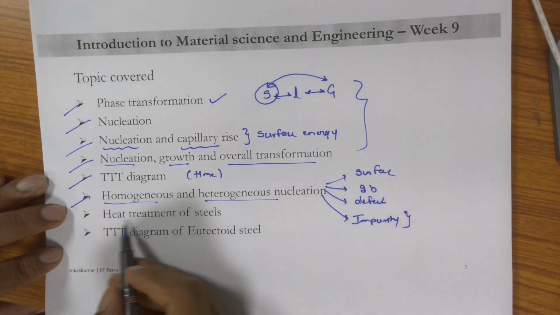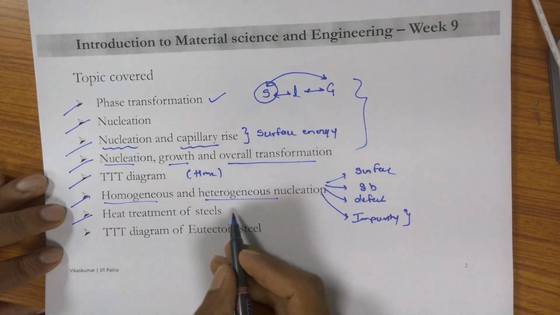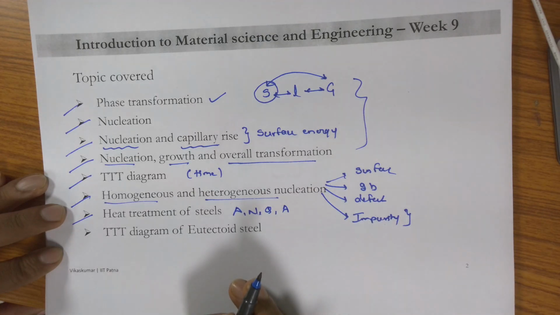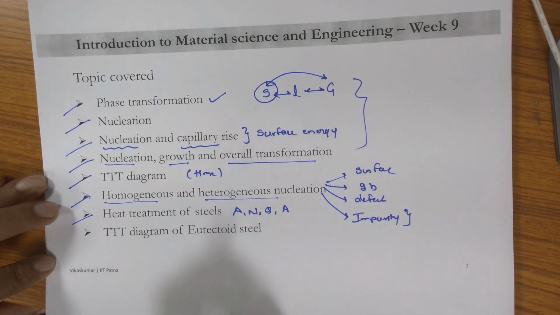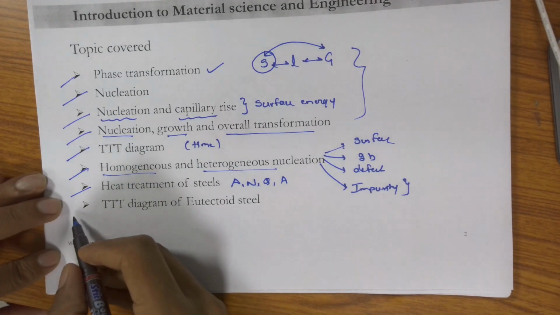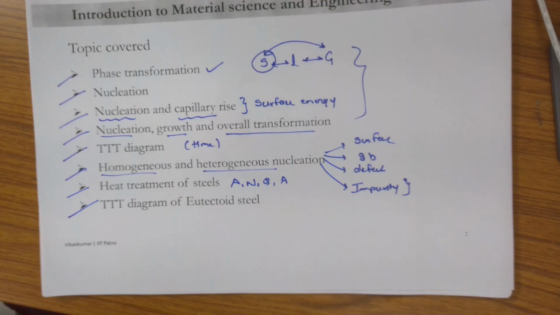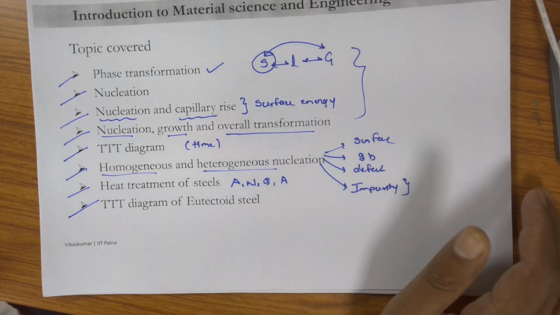Then in depth we discussed the heat treatment of steel. We discussed annealing, normalizing, quenching, or tempering. Those topics have been covered. Then on a major scale we learned about the TTT diagram for eutectoid steel. So this is the list of the content that has been covered in week 9.